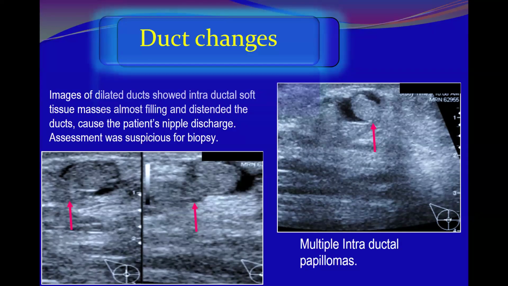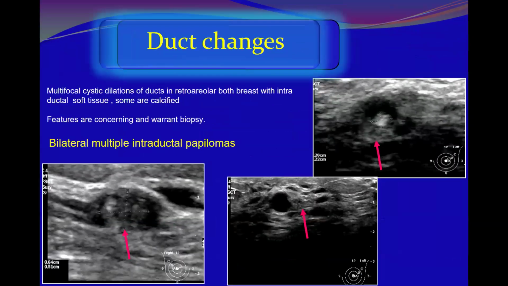And these are soft tissue, though they didn't show vascular echoes on Doppler. The image is not available now, but the patient presented with nipple discharge and was reported as suspicious for biopsy, and it was proven to be multiple intraductal papillomas. And if I remember, bilateral, I think.